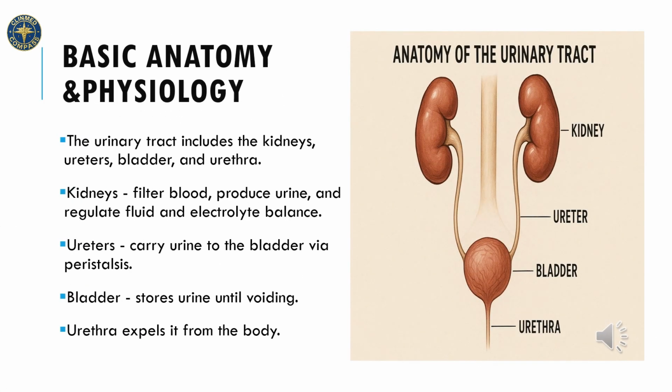To understand UTIs, we must look at the brief anatomy and physiology of the urinary tract. The urinary tract includes the kidneys, the ureters, the bladder, and the urethra. The kidneys filter blood, produce urine, and regulate fluid and electrolyte balance. The ureters carry urine to the bladder through peristalsis. The bladder stores urine until voiding, and the urethra expels it from the body.